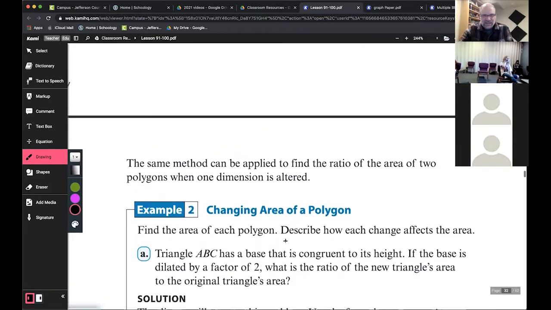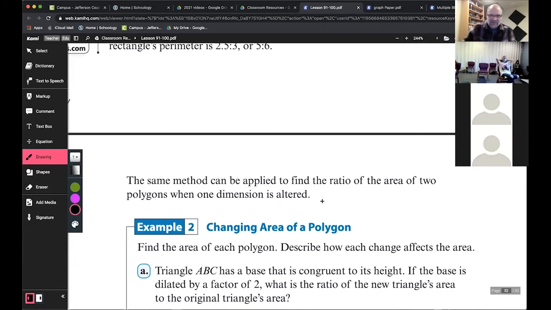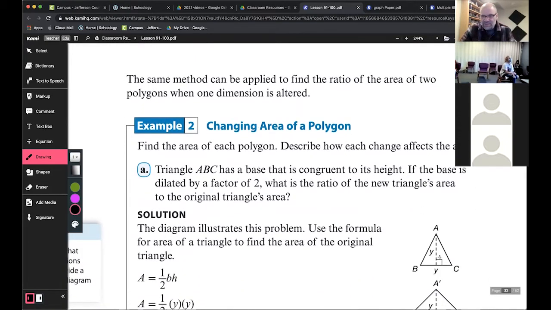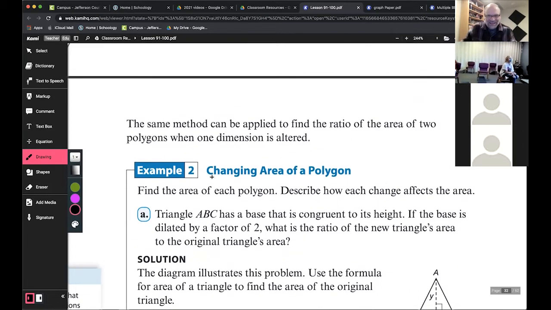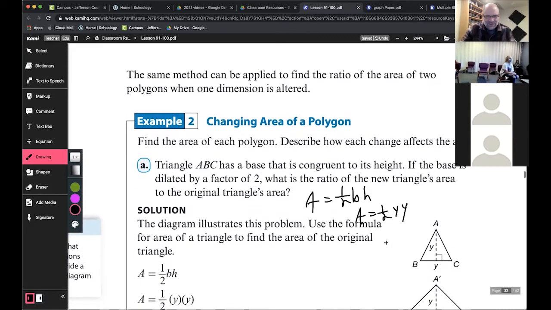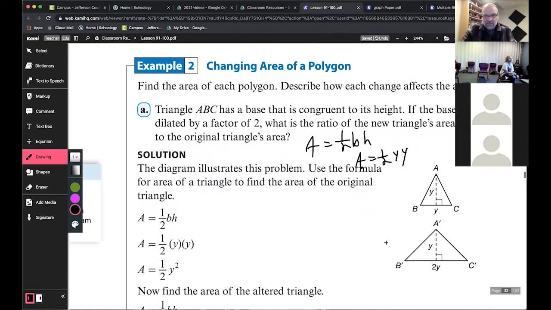Okay, so let's look at area. Triangle ABC, the base is the same as the height. This is not what that looks like, but actually there's a diagram. So see how the height and the base are the same. So if this is length y, the height is length y. Well, how do you find the area of that? Area equals 1/2 BH, right? But B and H are the same. So it's A equals 1/2 y times y, right? So 1/2 y squared is our area.